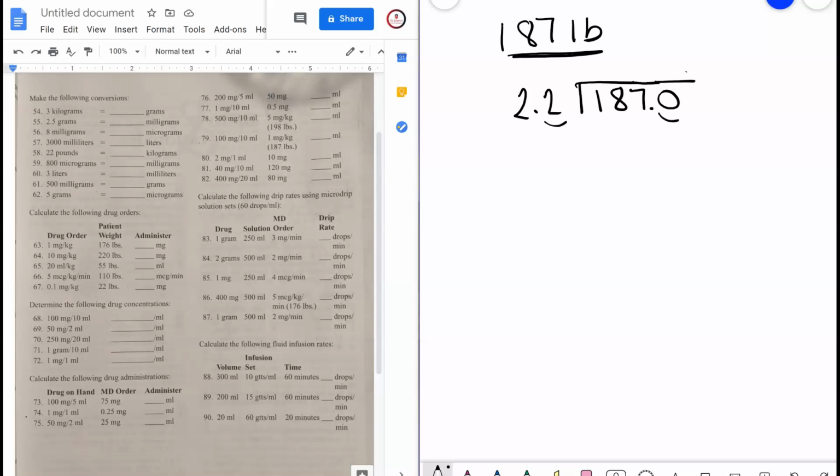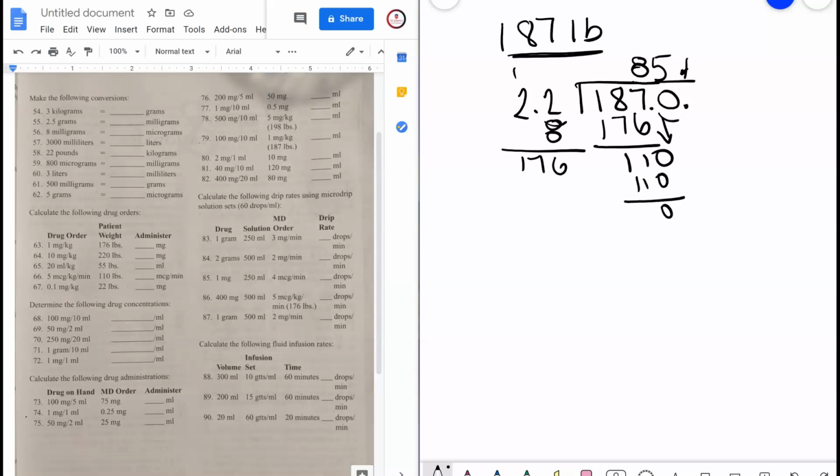So 22 into 18, no go. 22 into 187 is 8. So here's the math here. 8 times 22 is 176. 22 into 110 is 5. So your 85 kilogram patient, and you want to give them 1 milligram per kilogram. Okay, so that means you're going to give them 85 milligrams.